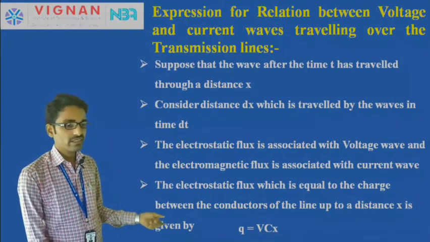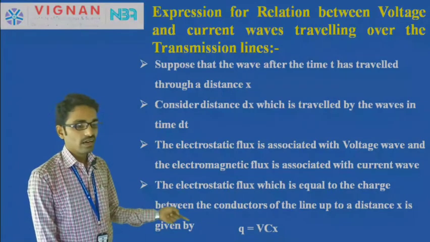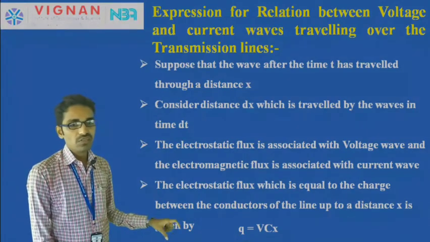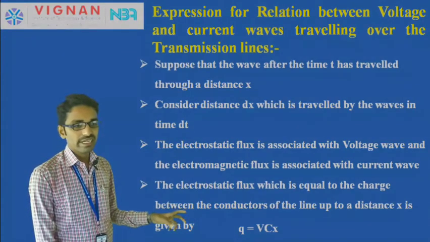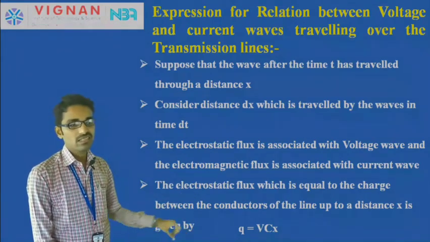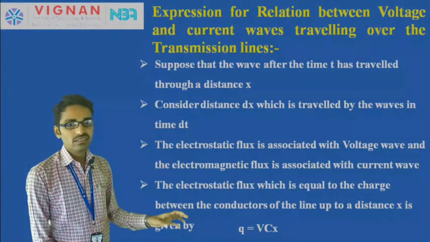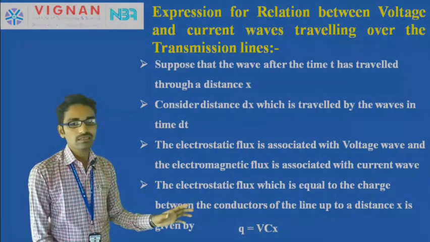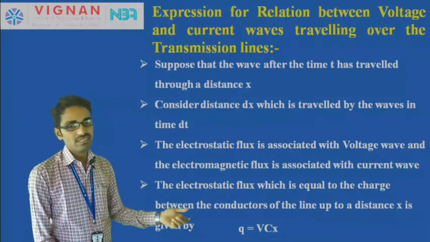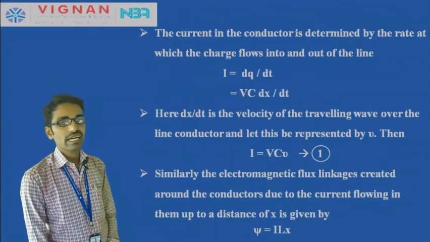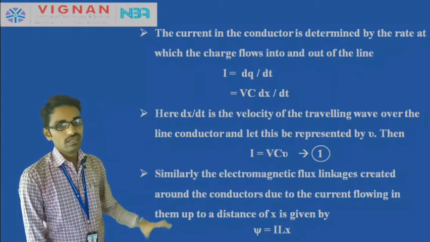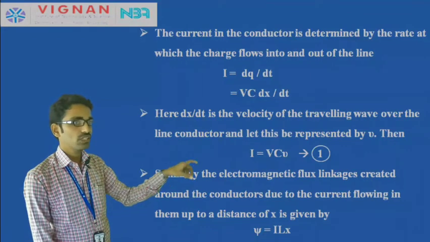I am considering up to a distance x, where q is the charge between the conductors: q is equal to V C into x, where x is the distance. Up to that distance x the travelling wave has travelled. That means q is equal to V C x. Next, the current in the conductor is determined by the rate of change of charge, that is, I is equal to dq by dt.